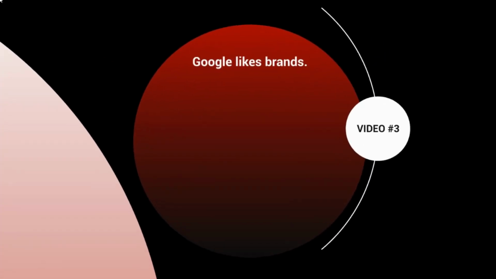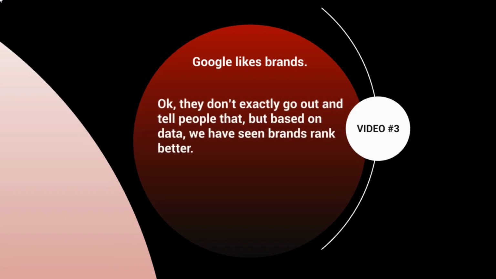Now, we don't know exactly whether this is true or not, but based on the data that we have seen, and based on the data that has worked not only for us but for many others, Google likes brands. Now, it's not necessarily that they particularly like brands because brands make a lot of money or anything like that, but we've realized there are certain variables that make a brand stand out. They don't exactly go out and tell people that they like brands, but based on the data that we've seen, we have seen brands rank better.